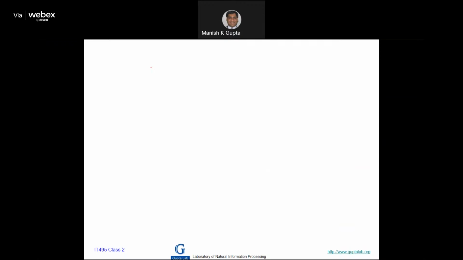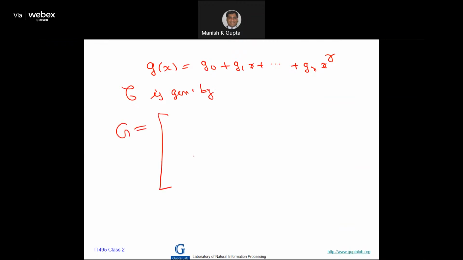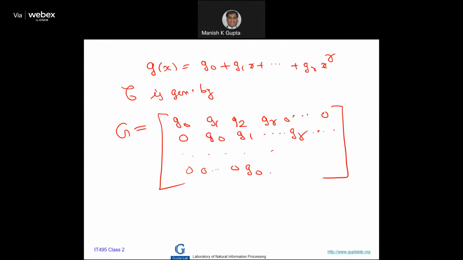The matrix is something like this. If g(x) is g0 plus g1 x plus dot dot dot plus gr x to the power r, then C is generated as a subspace by the following generator matrix: g0, g1, ..., gr, 0, ...; 0, g0, g1, dot dot dot gr, 0, ...; and so on down to 0, 0, 0, g0, g1, ... This matrix will do our job, because the total length is n, so that's why there are all the zeros. So from the polynomial, I can write down the generator matrix.